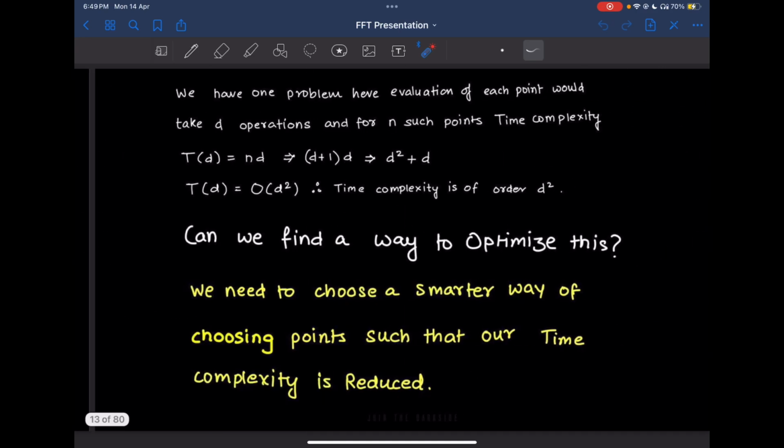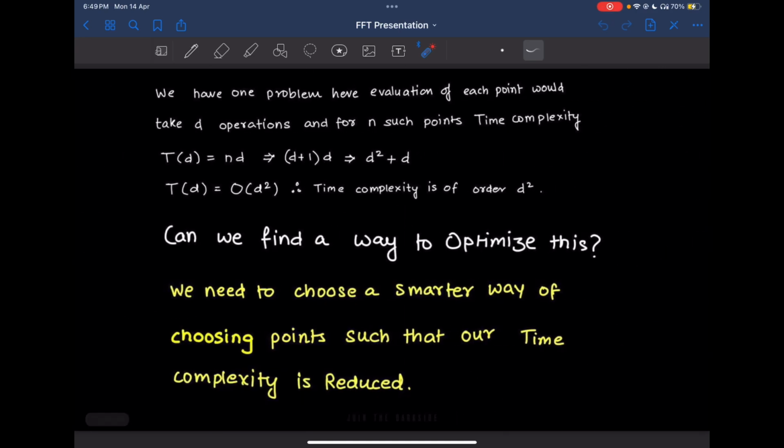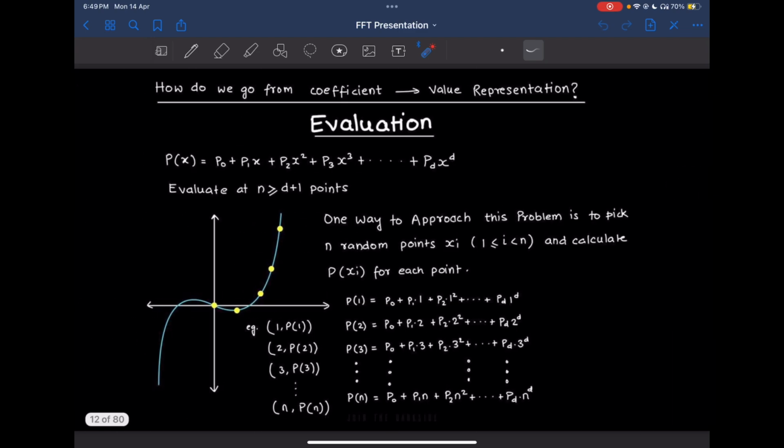Actually, there is one problem with this approach, right? Evaluation of each point would take d operations, and for n such points, the time complexity would be huge. As I said, if I want to evaluate the value of this polynomial function at, let's say, x equal to 1, then I need to substitute that value of 1 in the polynomial, then perform all the d operations, and I have to do those d operations for n such points. So actually, the operations would be n times d.